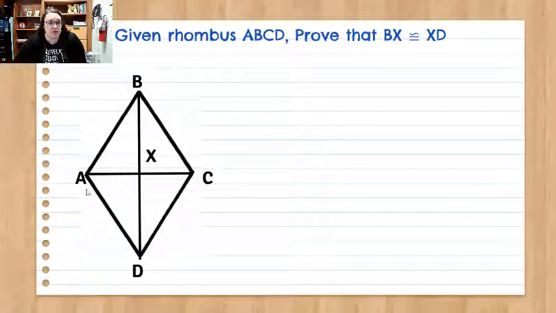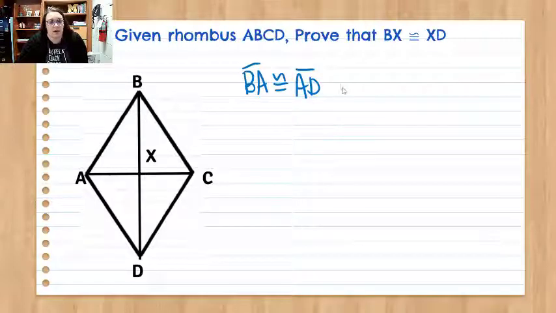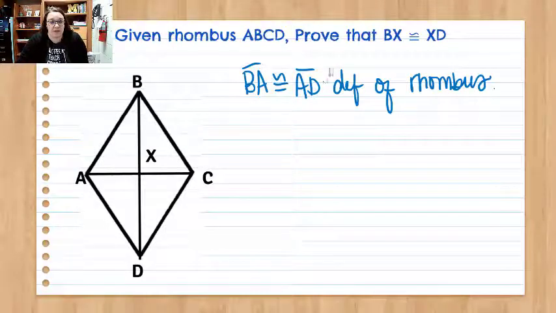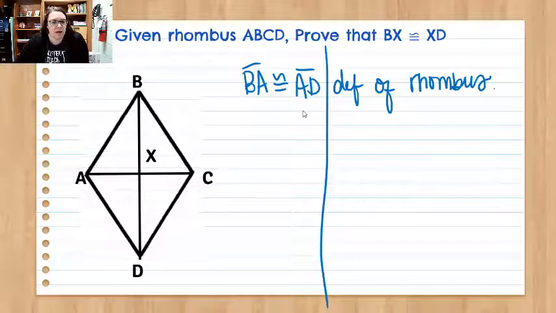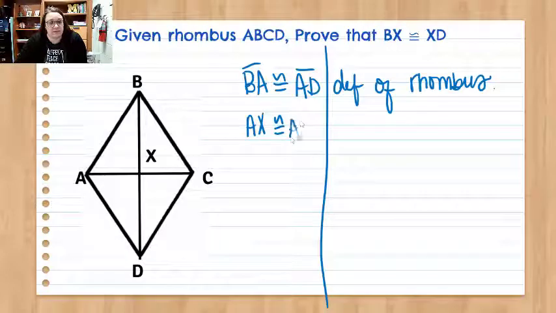Let's jump in using the fact that we were given a rhombus first. I'm going to use BA and AD being congruent because it was the definition of a rhombus. Let's do a two-column proof this time. We'll switch it up. So that was the definition of a rhombus that we were given, and so there was a side, that was the hypotenuse, by the way, and then AX is congruent to itself. There's the reflexive property.